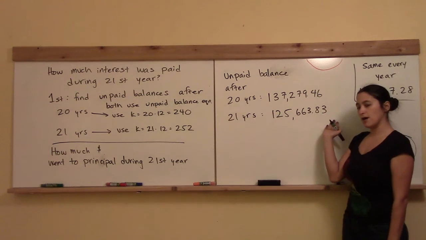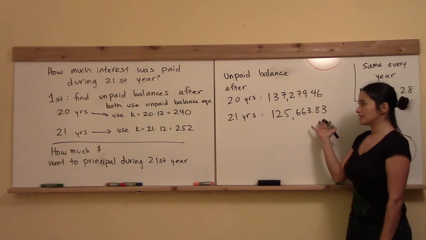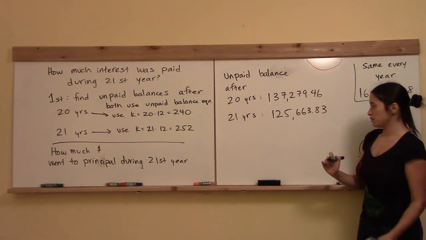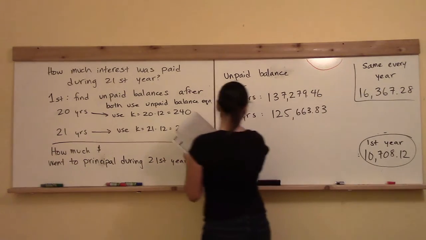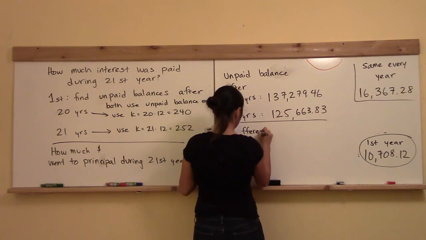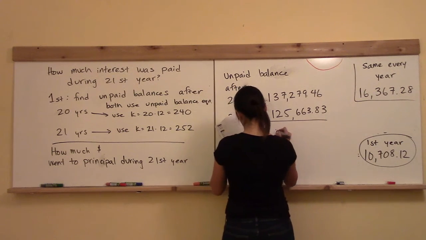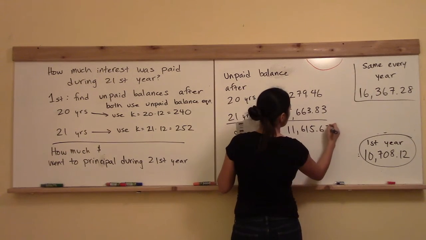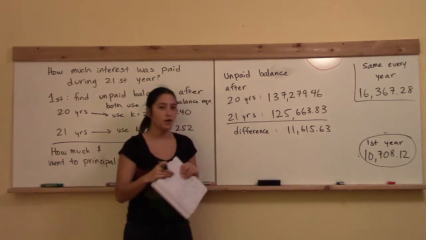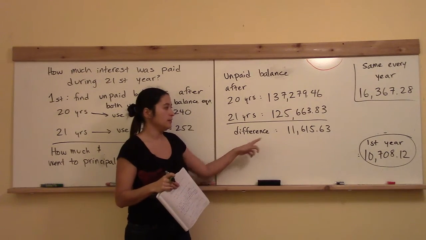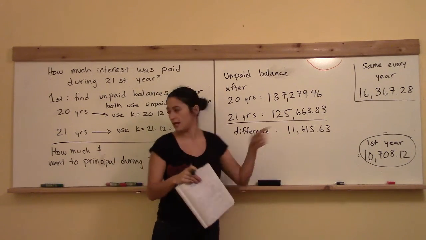understanding that this is the amount of unpaid principal that Mary has left to pay after paying us for a certain amount of years. Okay, so now let's take the difference between those. So the difference, which means subtract one from the other, is that you're going to get $11,615.63.